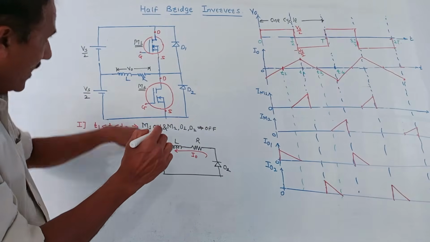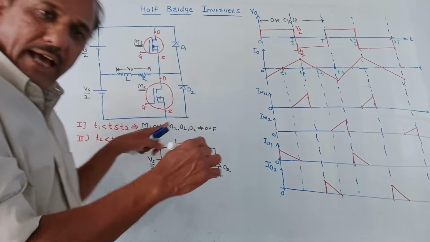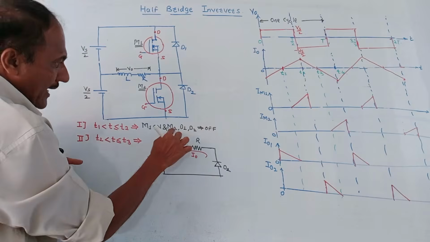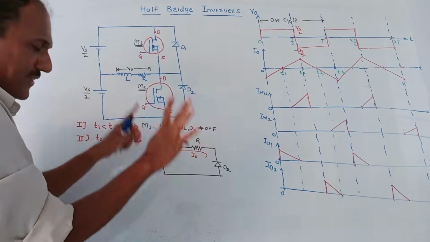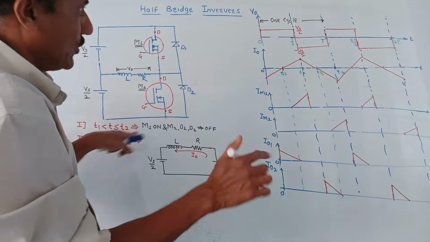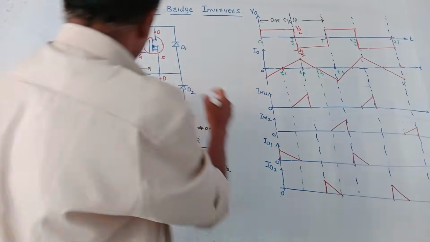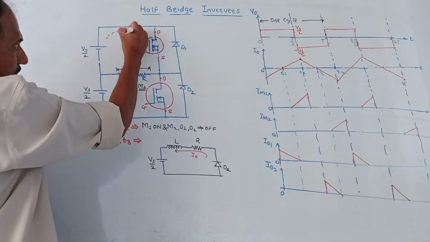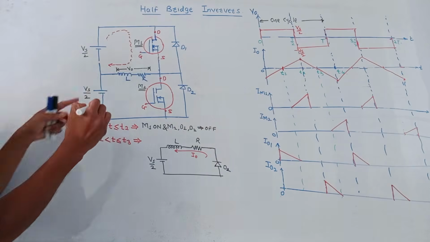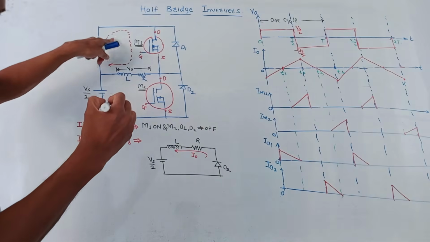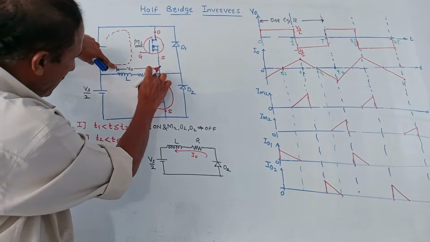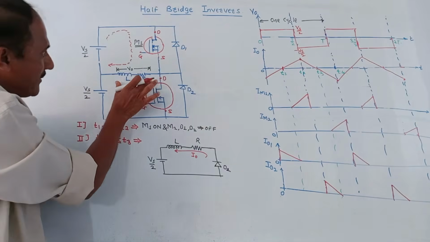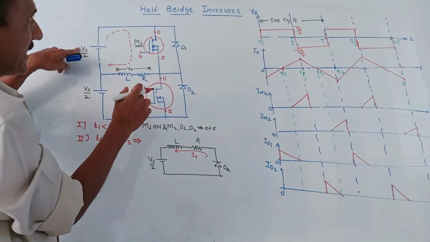During this interval, MOSFET M1 will be switched on. As we discussed earlier, whenever MOSFET is switched on, it is acting as a short circuit. And M2, D1 and D2 will be switched off. So during T1 to T2, this M1 is short circuited. The current will start flowing like this, shown by this dotted line. These are the points at which we measure the output voltage V0 across RL. So this voltage V0 will be Vs by 2.